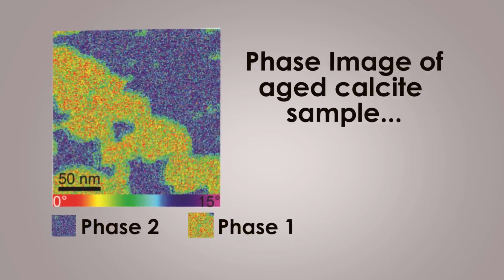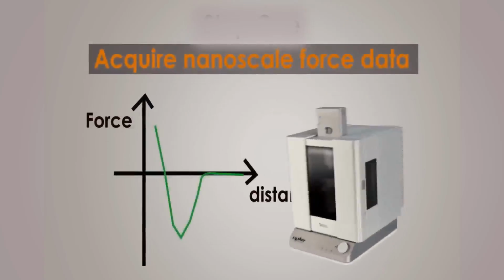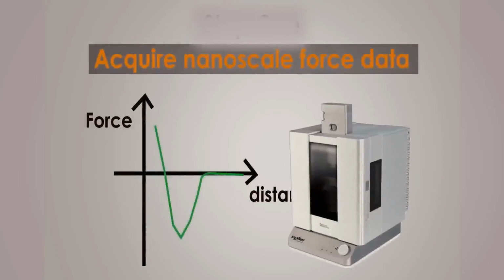This calcite sample, displayed here, has two phases, hydrated and unhydrated. But for demonstration purposes, I will just simply refer to these phases as phase 1 and phase 2. So the first step is acquiring nanoscale force data from the AFM and plotting the force curve from the data. The process of acquiring force data with the AFM has been detailed in previous videos.